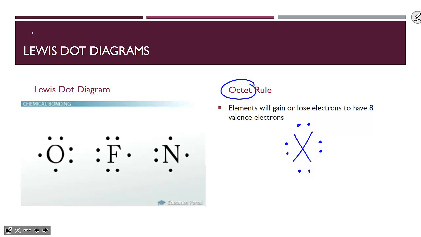Showing just the outermost shell of an atom is known as its Lewis dot diagram, where you show just the valence electrons, the s and p orbital. So for oxygen in column 16, it ends in 2s2, 2p4. 2 plus 4 is 6. Oxygen has 6 valence electrons.